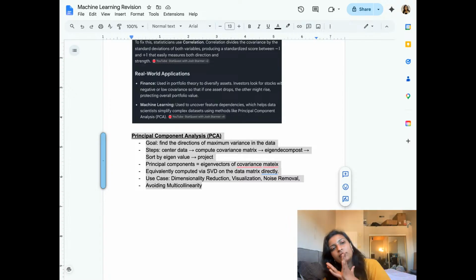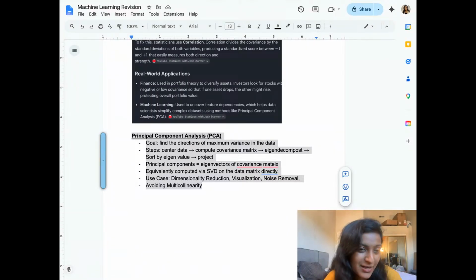PCA is just like taking a photo of a 3D object from the best possible angle to capture its shape. Imagine you have a cloud of data points like a football floating in a room. PCA finds the longest part of the football. It then finds the widest part. It ignores the thin, flat parts that don't matter as much.